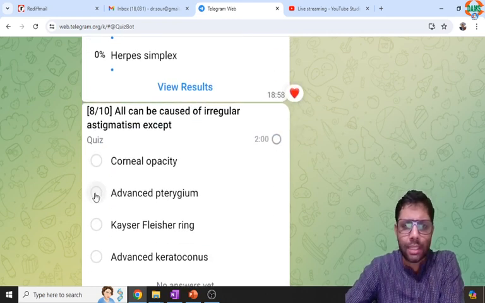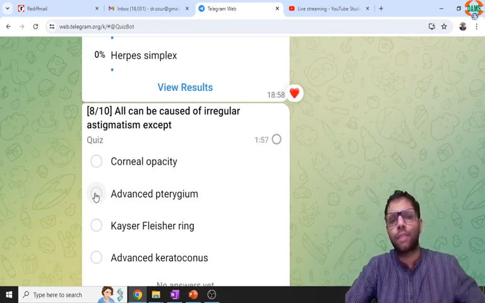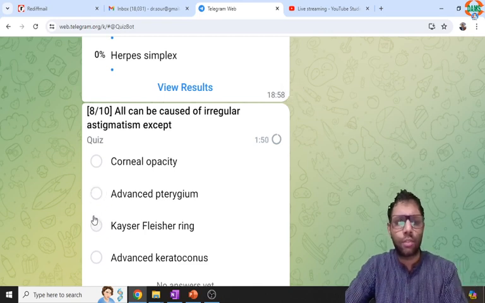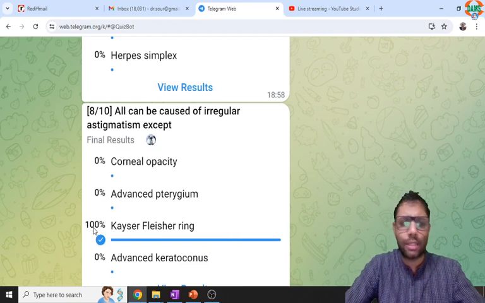Now irregular astigmatism is when the corneal surface is very irregular, like corneoplasty, advanced pterygium, advanced keratoconus. Cave ring, I told you, is in the periphery of the cornea, it will not cause any vision loss. That cannot cause irregular astigmatism or any astigmatism.